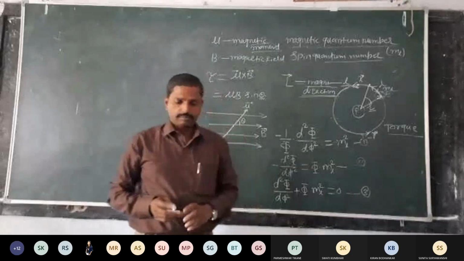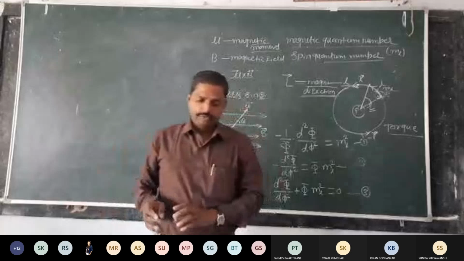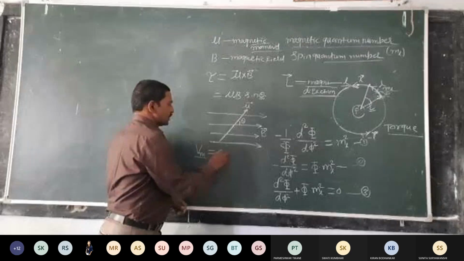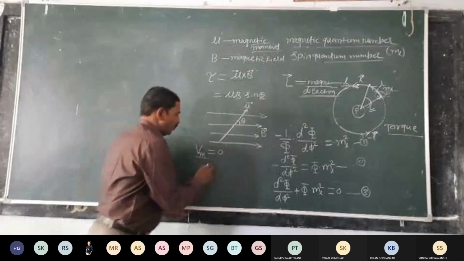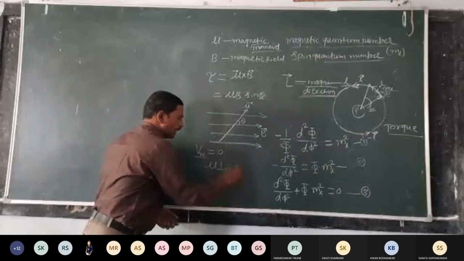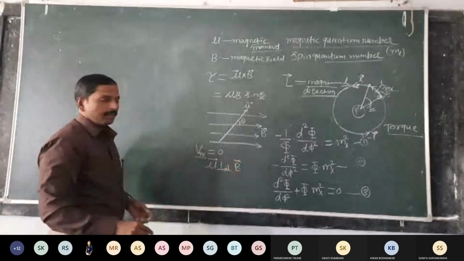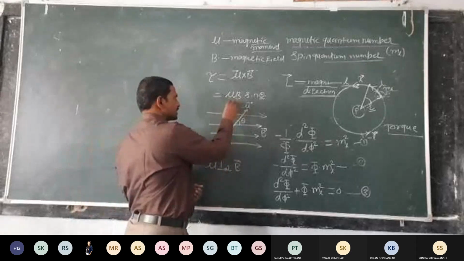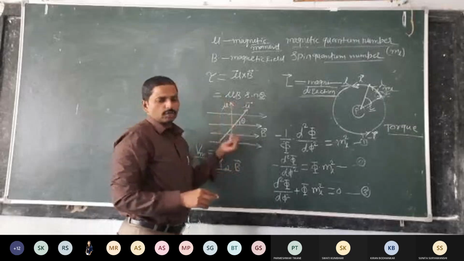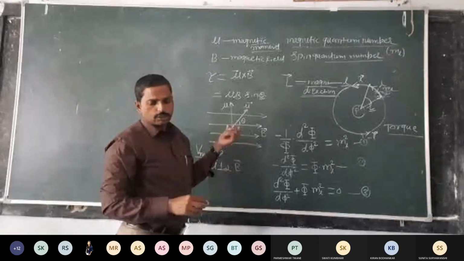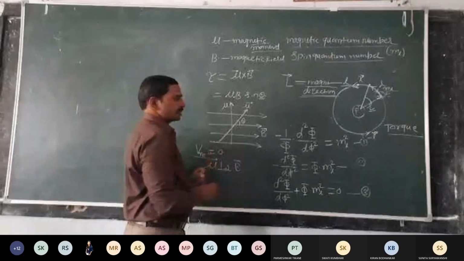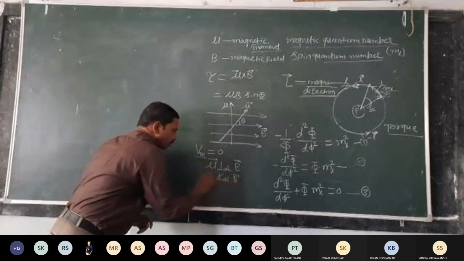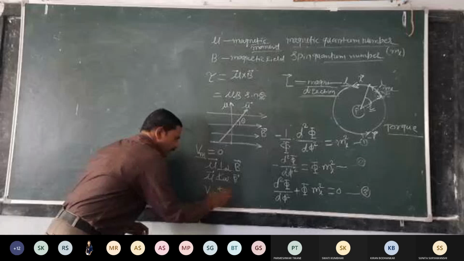we have to establish a reference configuration at which Vm is 0. This potential energy Vm is equal to 0 when mu is perpendicular to B. If mu is exactly perpendicular to B, then and only then Vm, the potential energy, is 0. But this mu is not perpendicular to B, so Vm is non-zero.